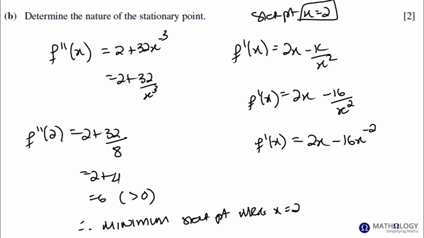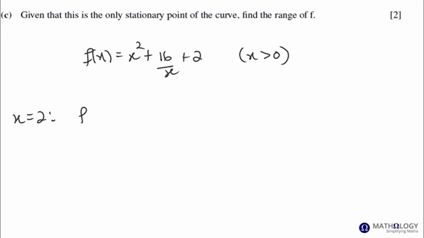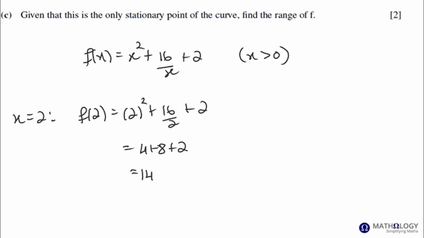where x equals 2. Given that this is the only stationary point of the curve, find the range of f. Okay, well, f of x equals x squared plus 16 over x plus 2. And we have a stationary point where x equals 2, so f of 2 equals 2 squared plus 16 over 2 plus 2. That's 4 plus 8 plus 2, which is 14. So the range of f will be f of x is greater than or equal to 14.